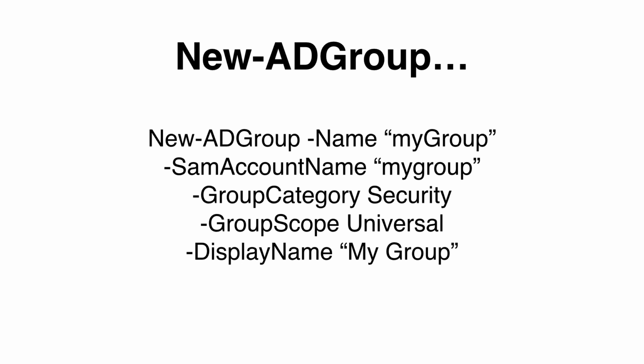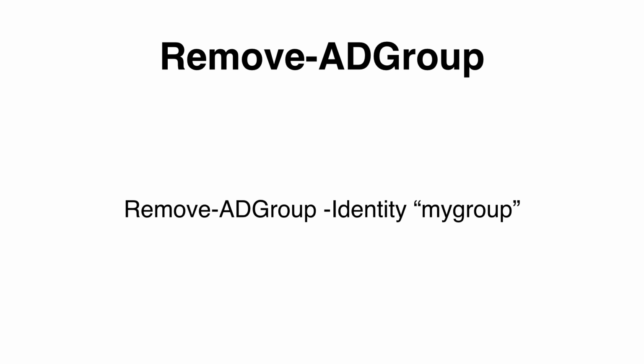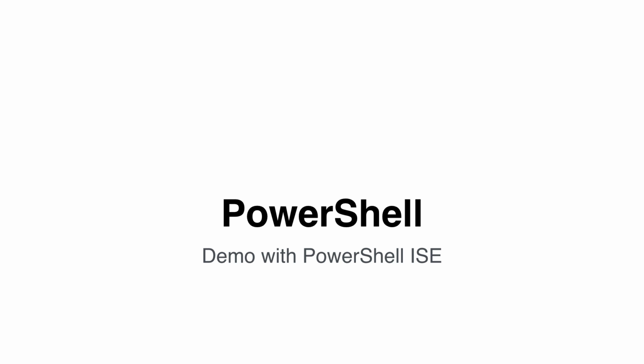This is an example of how to use the New-ADGroup commandlet. We specify the group name, then we specify the SAM account name, then we specify the group category to be security, the group scope to be universal, and a display name. If we need to delete a group, we can do so by using the Remove-ADGroup commandlet. And the only thing that needs to be specified is the identity of the group that we would like to delete. Okay, let's wrap this up with a couple of examples in PowerShell ISE.